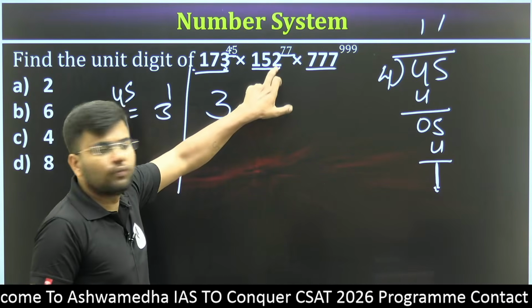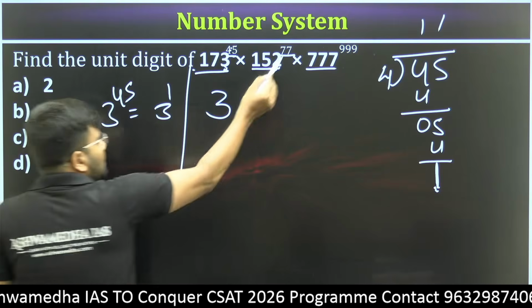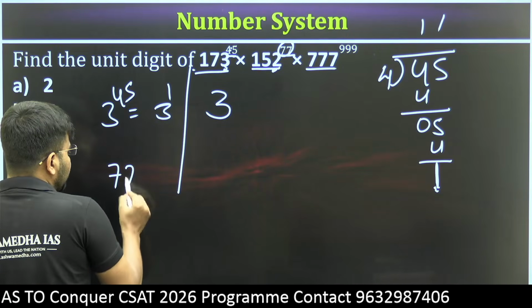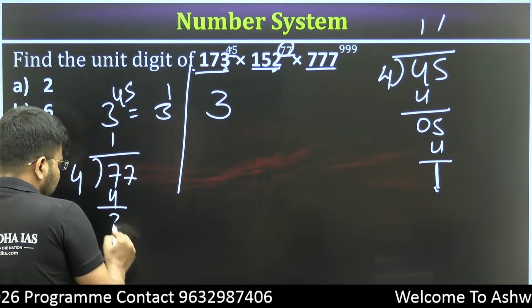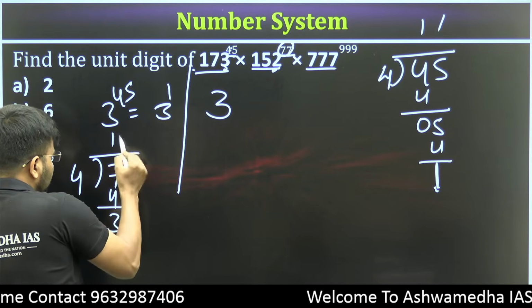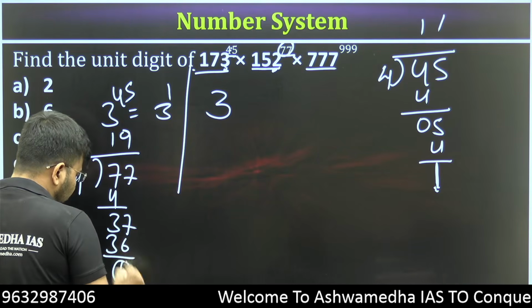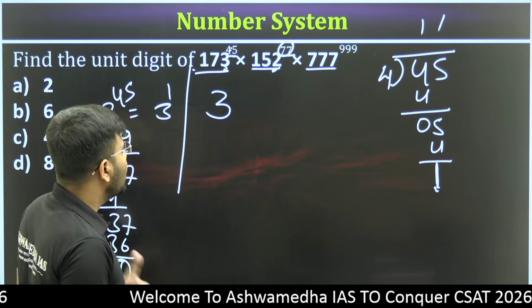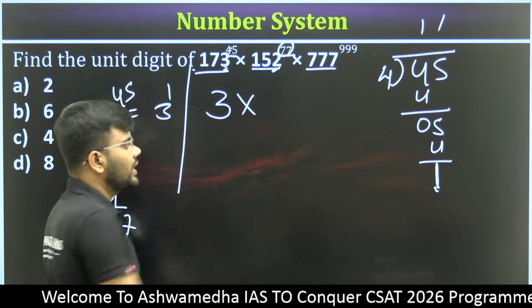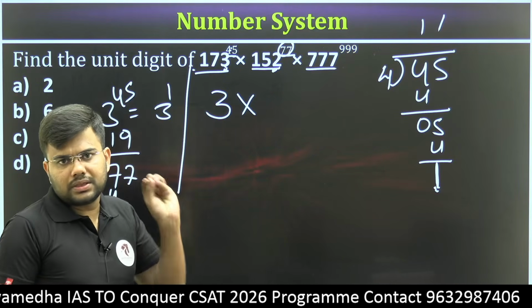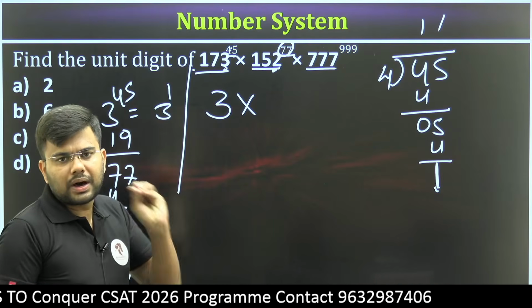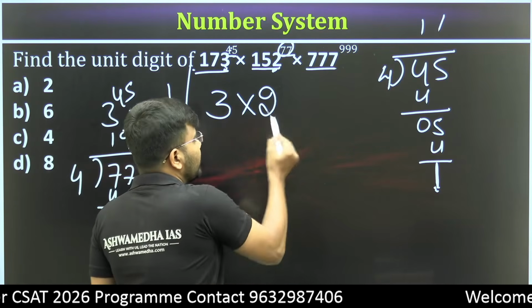Now for 2, take the power, 77 divided by 4. 4 ones are 4, 3 remainder, 7 brought down, 4 nines are 36, 1 is the remainder. The remainder is again 1. Here it is multiplication. If 1 is the remainder, the unit digit would be similar to that of 2 power 1 itself, which is 2.